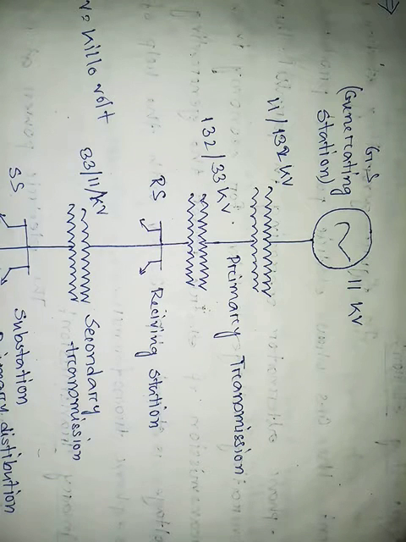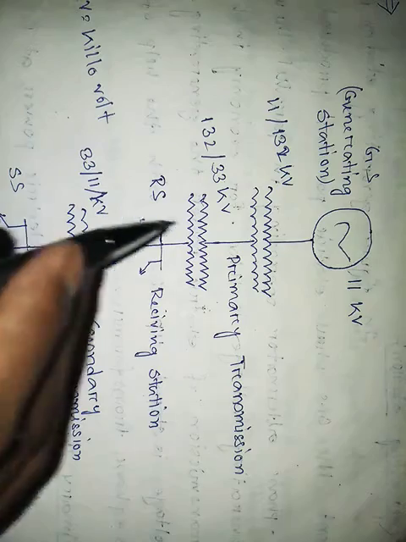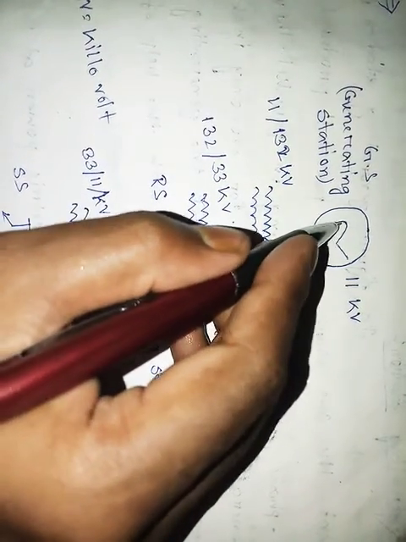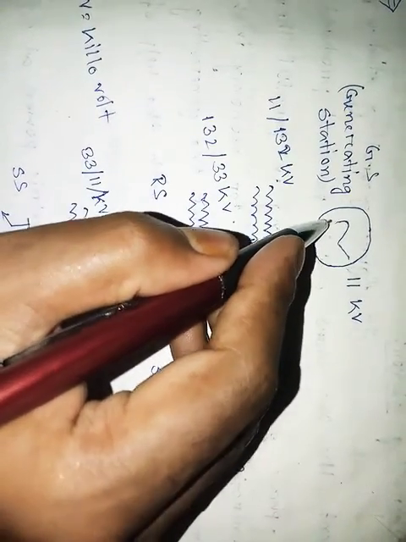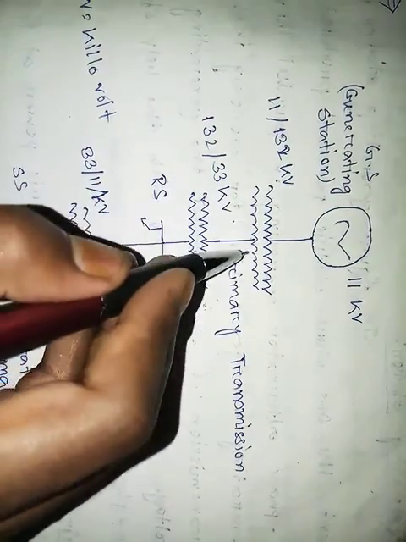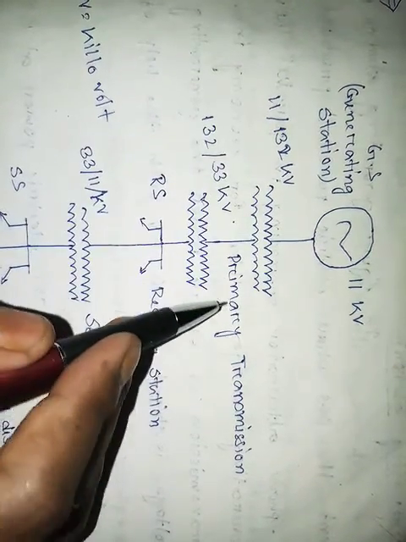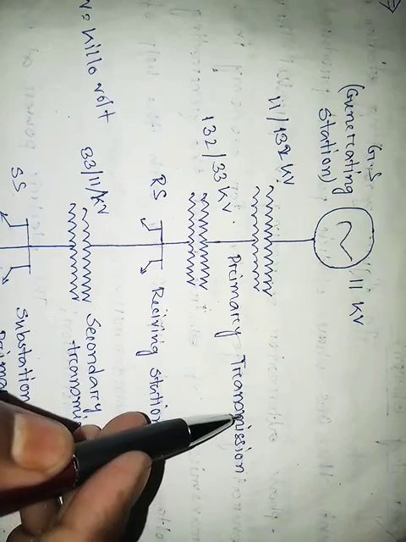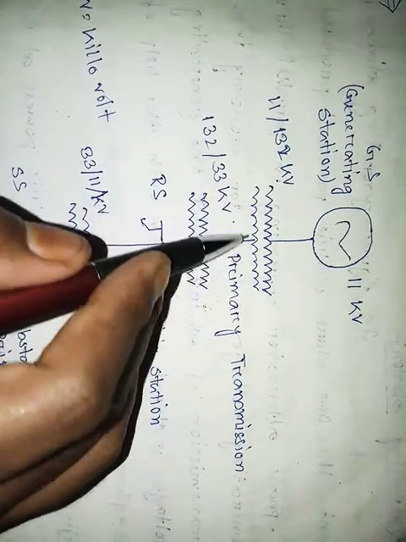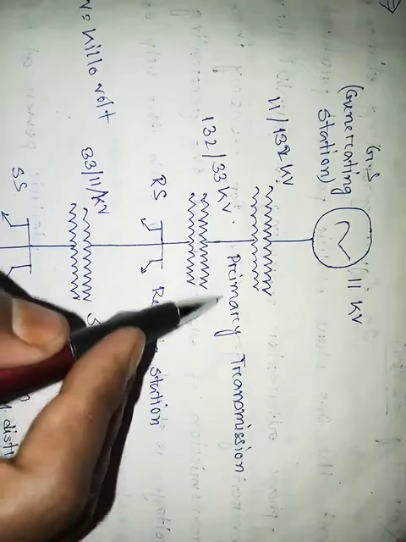Now see, coming to the next part, this symbol shows an alternating current, that's why it is sinusoidal, and these are the transformer symbols. Now coming to the primary transmission. In primary transmission, the electrical power is at 132 kV, after this transformer. This section is called primary transmission.